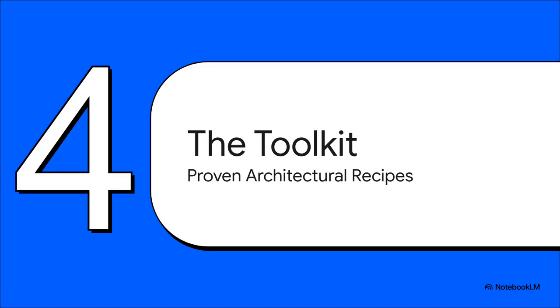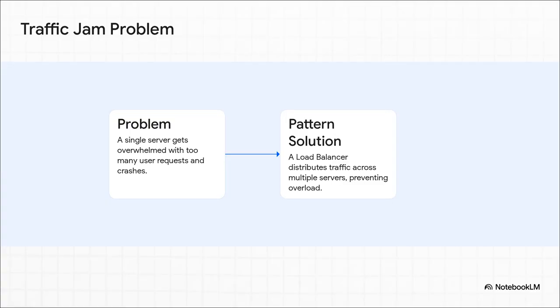Now, the cool thing is, engineers don't have to invent solutions to all these problems from scratch every single time. Over the years, they've built up a toolkit of proven solutions for common issues. You can think of them like well-tested recipes that you just know are going to work. So, take the traffic jam problem. If way too many people try to visit a website at once, the server gets overwhelmed and crashes. The recipe for that is a load balancer. It basically acts like a traffic cop, directing all the incoming requests to a whole group of servers so no single one gets buried. This is exactly how Google handles billions of searches every day.